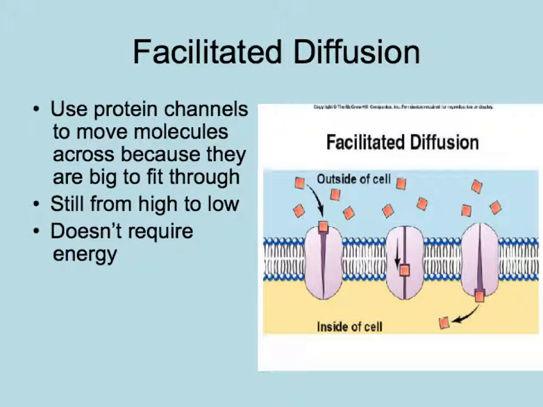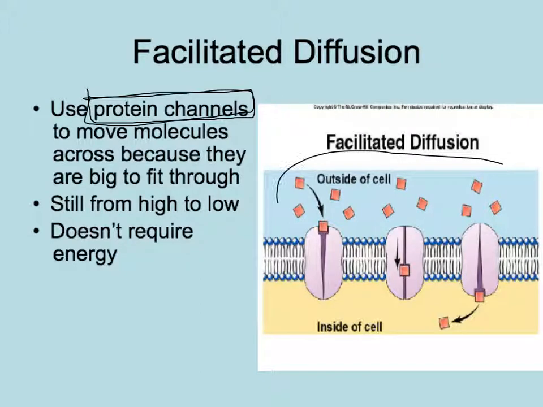Okay, the next type of diffusion. So far we had regular diffusion, we had osmosis, and now we have facilitated diffusion. A facilitator is someone who allows something else to happen. So in this scenario, we're going to use protein channels that are going to move molecules across because they can't just go straight through the cell membrane.